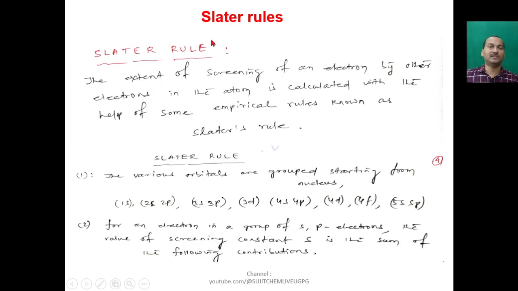So let's talk about what is Slater rule. The extent of screening of an electron by the other electrons in an atom is calculated with the help of some empirical rules known as Slater rule. So these rules are very important, so please listen very carefully. So the various orbitals are grouped starting from the nucleus like 1s, 2s, 2p, 3s, 3p, 3d, 4s, 4p, 4d, 4f, 5s, 5p. So for an electron in a group of s, p electrons, the value of screening constant S is the sum of the following contributions.